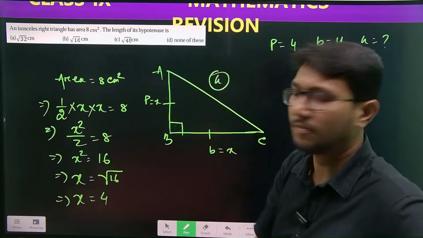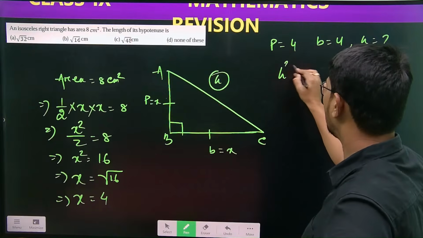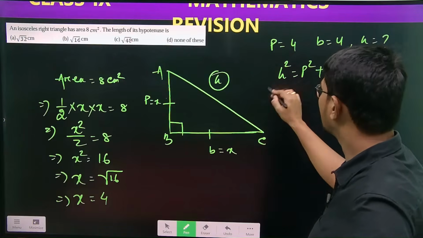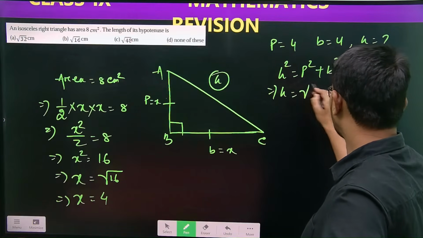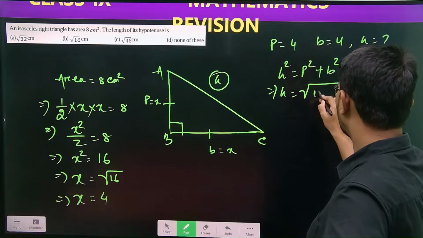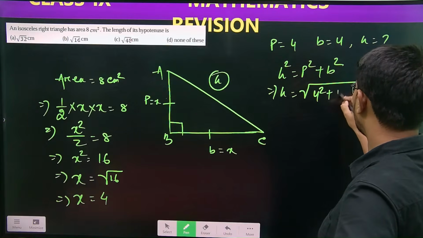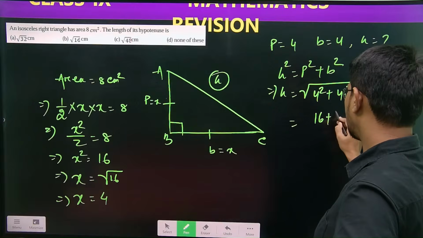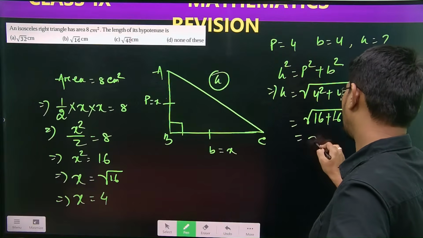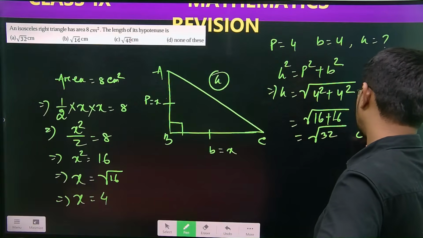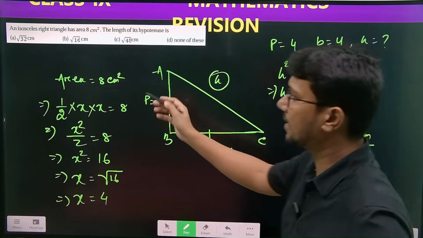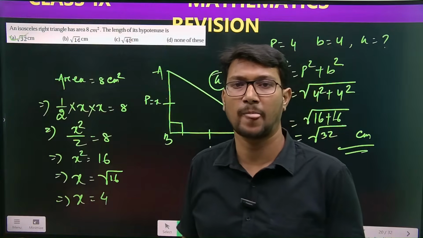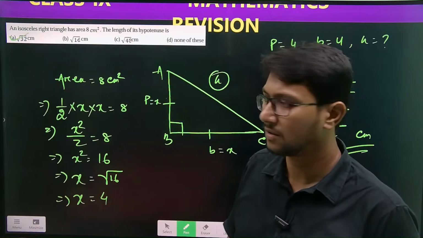Now hypotenuse is asking. लगाओ Pythagoras theorem. Pythagoras theorem क्या है? H square equals to P square plus B square. Okay. So h equals to square root of P square plus B square, P मतलब 4 square plus B मतलब 4 square. Hence बच्चों check करो. 4 square is 16 plus 16, square root, that is square root of 32 centimeter. This is the answer. Is it there in option? Very good. Those who have given correct answer, check करो correct or not.